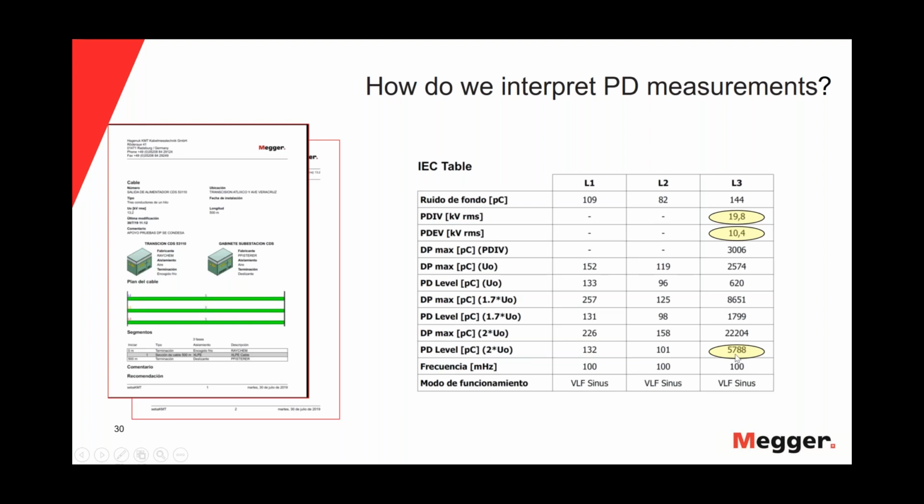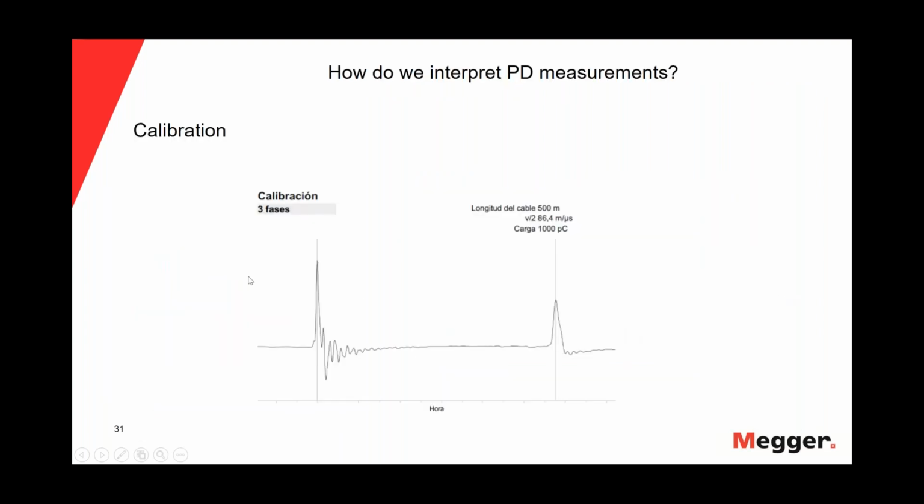And you can see that in the phase L3, we get a PD level up to 5,788 picocoulombs. So this is the way we know that in the phase L3 we have partial discharge activity. It's very important that we have a good calibration. Sometimes I see some reports in which the calibration was not successful. So it is very important that when we analyze a report of partial discharge, we check the calibration.